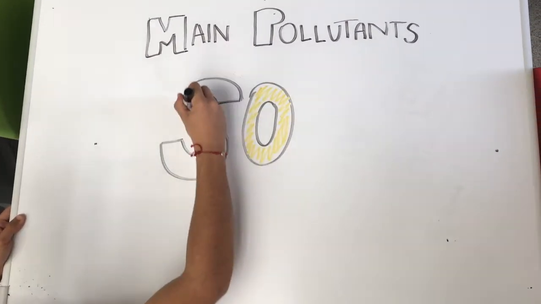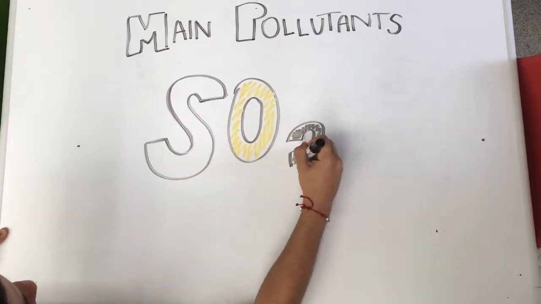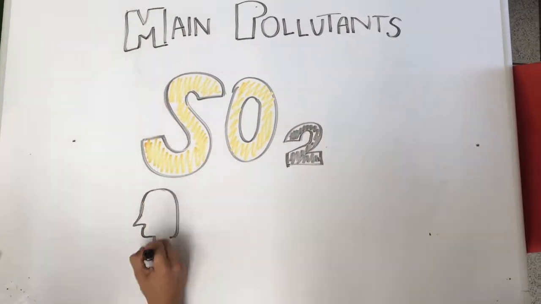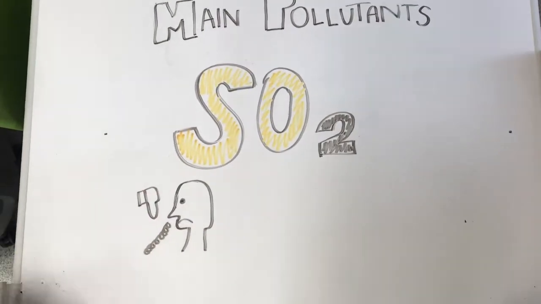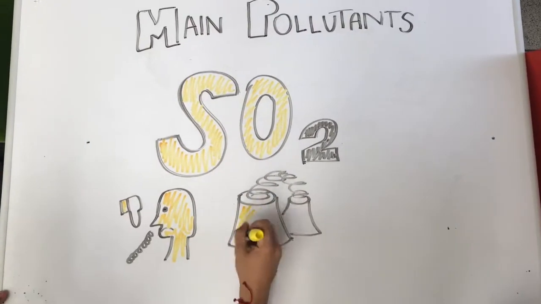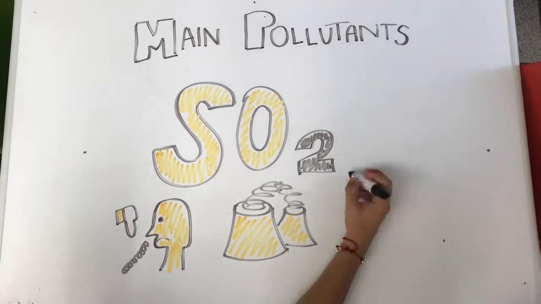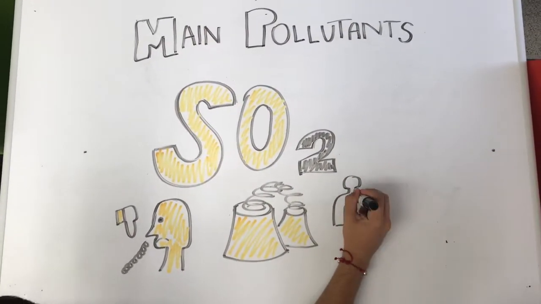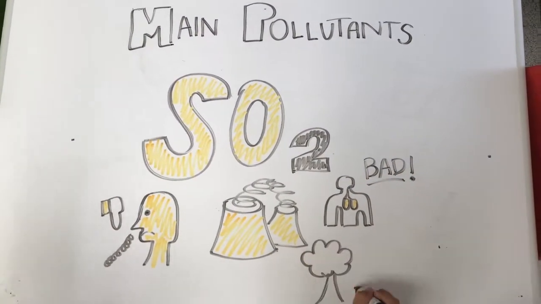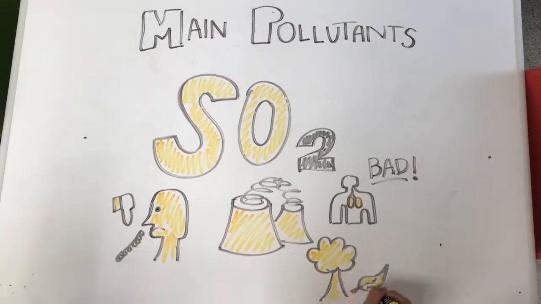Our third pollutant is sulfur dioxide. It is composed of 1 atom of sulfur and 2 atoms of oxygen. Sulfur dioxide is an invisible gas that has a nasty, sharp smell. It is caused by the burning of fossil fuels by power plants and other industrial facilities. It has negative effects on our respiratory system, and it harms trees and plants by damaging foliage and decreasing growth.